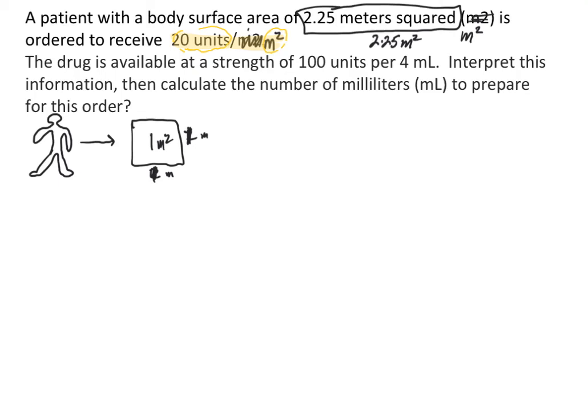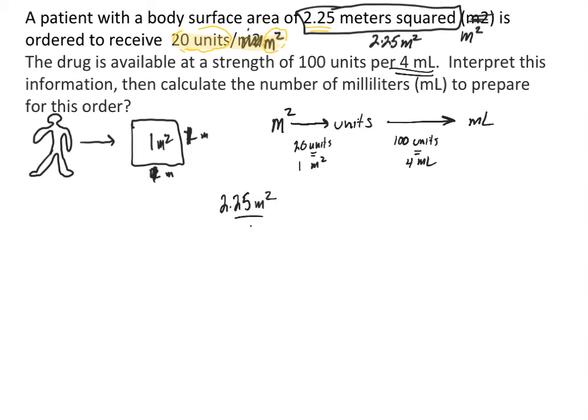But our patient does not have a body surface area of 1 meter squared. They have 2.25. So for our patient, using their body surface area, I first need to turn that into a number of units, and then I need to figure out how many mL they need to get, using the available medication. Again, I'm going to write out my conversion factors. This person needs 20 units, which is equivalent to 1 meter squared. And the strength of the medication is 100 units in every 4 mL. So using their body surface area of 2.25 meters squared, I can think about how many units they need by multiplying. We know 1 meter squared gives us 20 units.